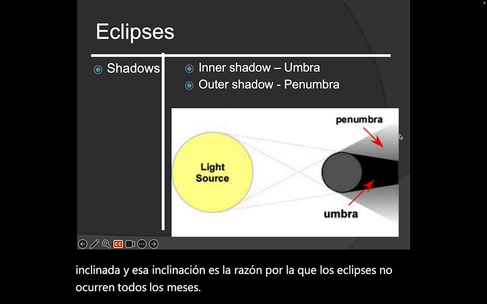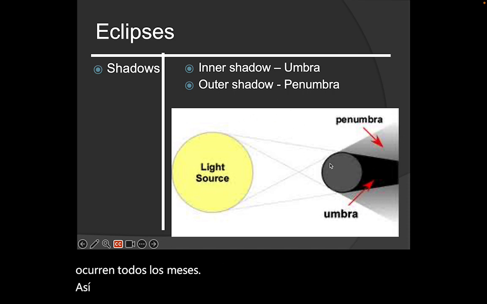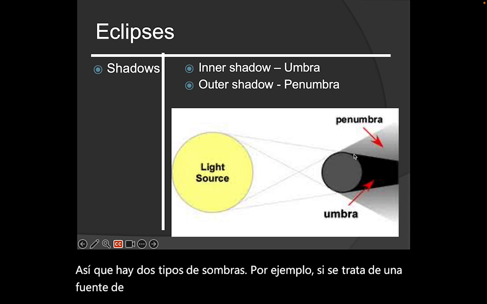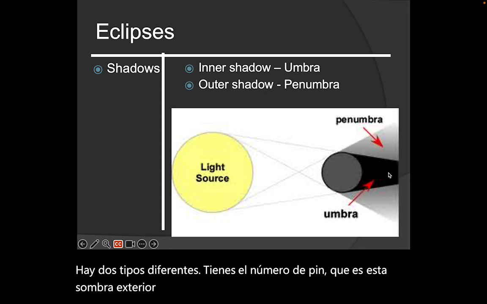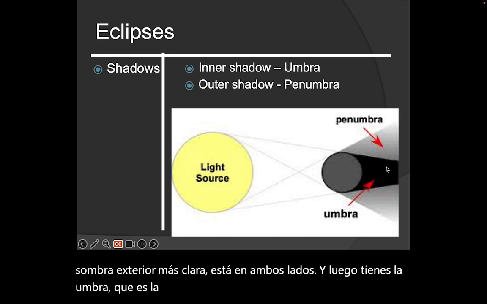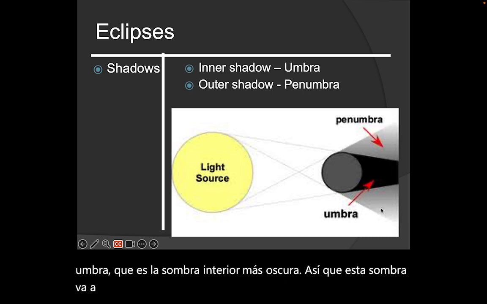So, there are two types of shadows. For example, if this is a light source and this is an object blocking that light source, you have two different types. You have the penumbra, which is this lighter outer shadow. It's on both sides. And then you have the umbra, which is the darker inner shadow. So this shadow is going to be a lot darker. These are a little bit lighter.